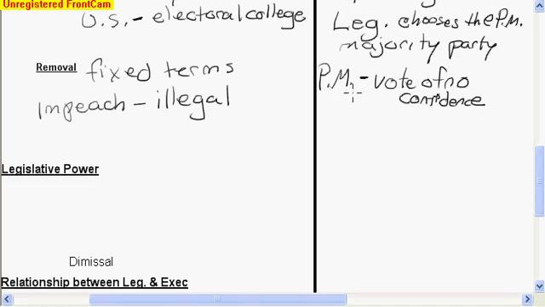Now, if the majority of the people vote that they are confident in the prime minister, then the prime minister will stay in power. But unfortunately, if the prime minister does not win a majority, then they will not stay in power and will have to run for re-election. Now, in this system, the legislative branch also is subject to removal because the prime minister can call an early election.